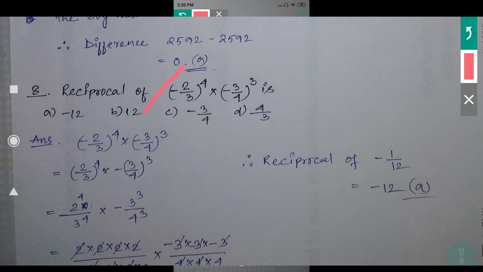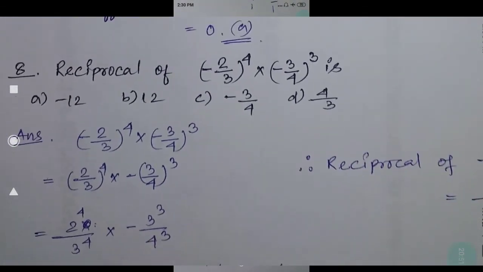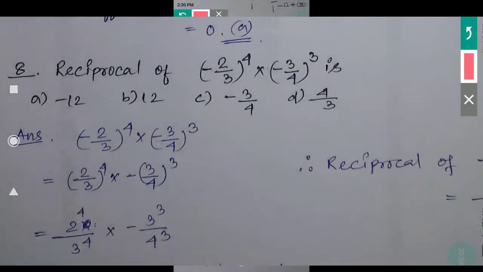See what is given. Minus 2 by 3 power 4 into minus 3 by 4 power 3. So see, minus 2 by 3 means a negative number. The negative number's power is 4. That means it will always be a positive number. So it is 2 by 3 power 4 only. Again, minus 3 by 4 power 3. Minus 3 by 4 is a negative number. Power 3: is 3 odd or even? 3 is an odd number. That means this negative sign will come outside.